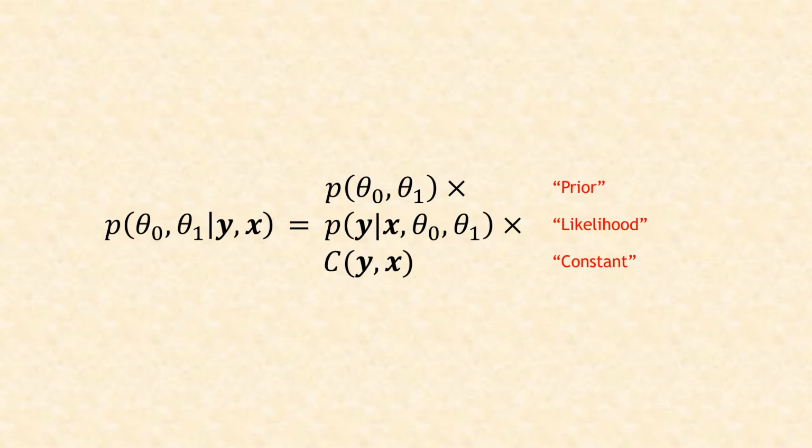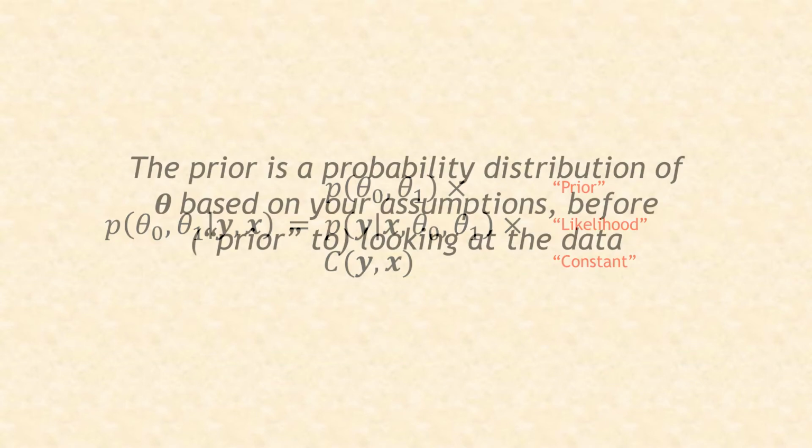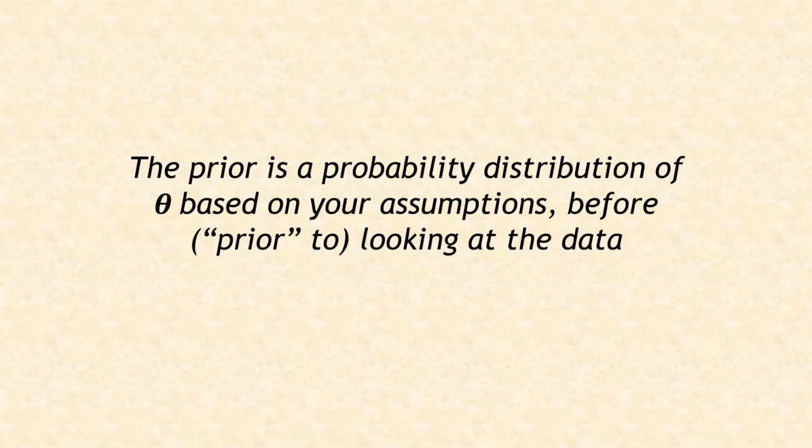Let's start with the prior. The reason why we call it the prior is because it is a probability distribution we have about our unknown parameters based on our assumptions before, or prior to, looking at the data. In other words, it is a mathematical encoding of the assumptions that we started with. The prior itself is written as a joint probability distribution that isn't conditioned on the data.